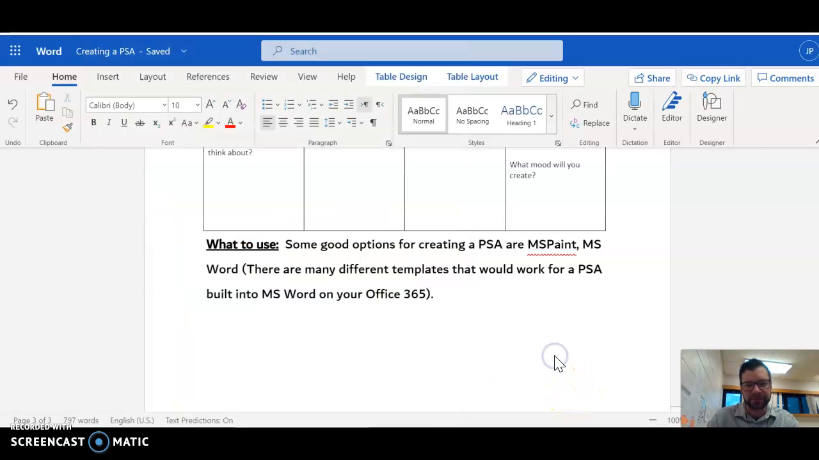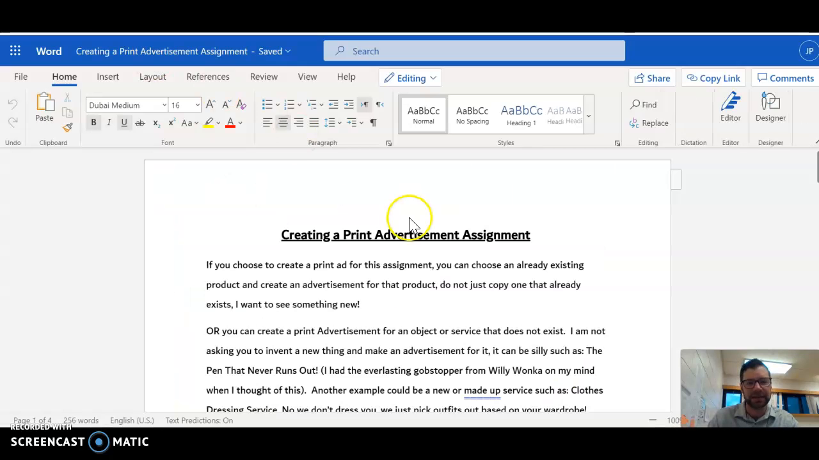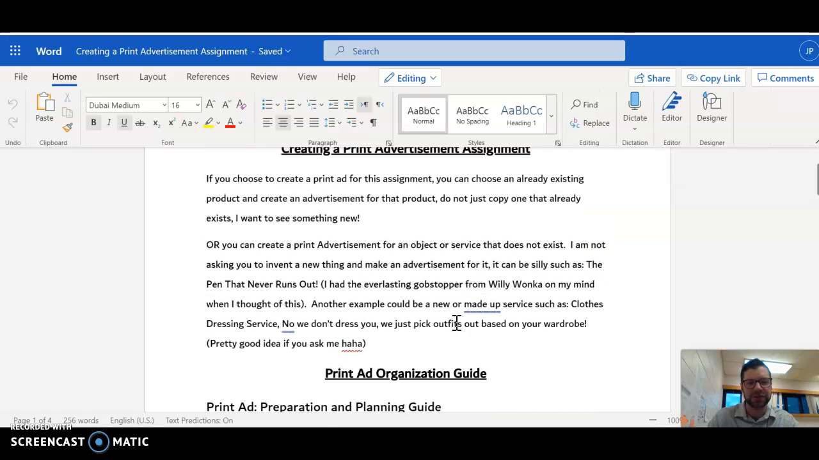So, yeah. The last thing we're going to look at is a print advertisement. If you choose to create a print ad for this assignment, you can choose an already existing product and create an advertisement for that product. Do not just copy one that already exists. I want to see something new. Or you can create a print advertisement for an object or service that does not exist. I'm not asking you to invent something new and make an advertisement. It can be something silly, such as the pen that never runs out. For some reason, when I thought of that, I had the everlasting gobstopper from Willy Wonka on my mind.